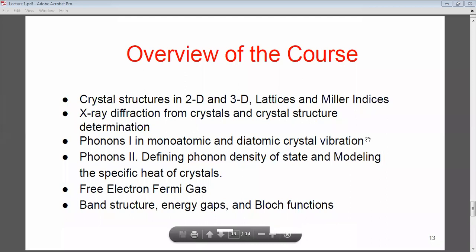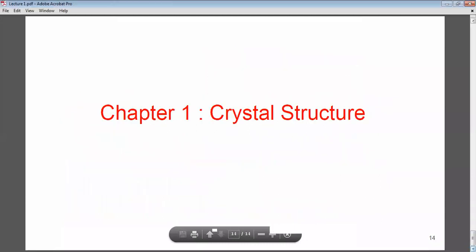So this was just a very quick introduction for our course and an overview of the material that we will be covering. And starting next time, we will immediately start with the first topic, which is chapter 1, which is crystal structure. Crystal structure. So in this chapter, we will be covering topics like lattices, bases.